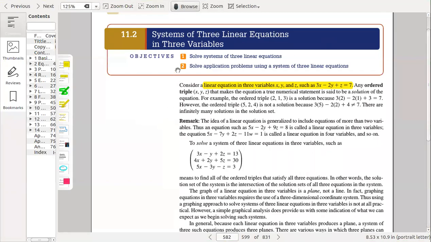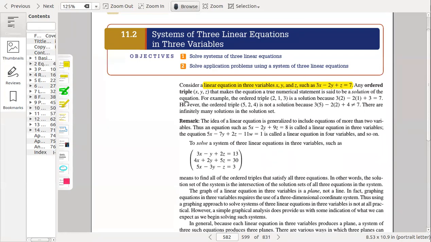Okay, so linear equations, system of linear equations in three variables, or you can say system of three linear equations in three variables. The linear equation in three variables x, y, z can be written in the form of ax plus by plus cz is equal to d, or 3x minus 2y plus z is equal to 7 is one of the examples of an equation with three variables.